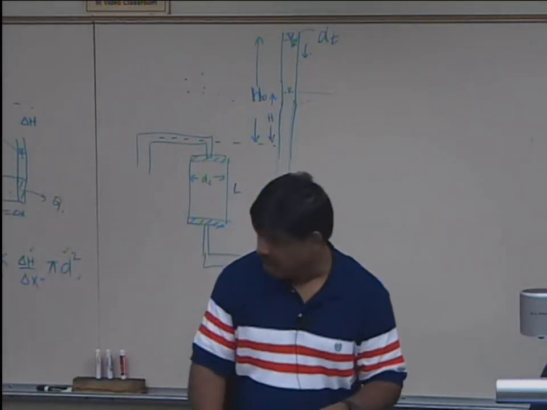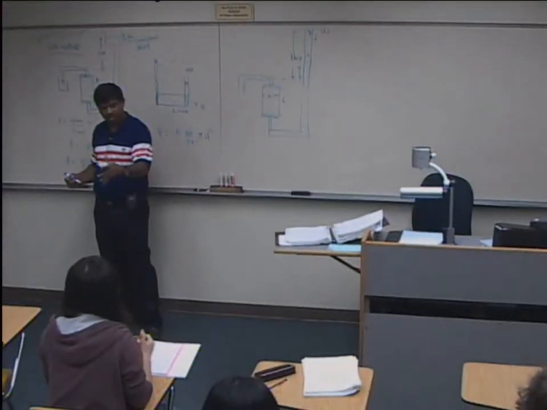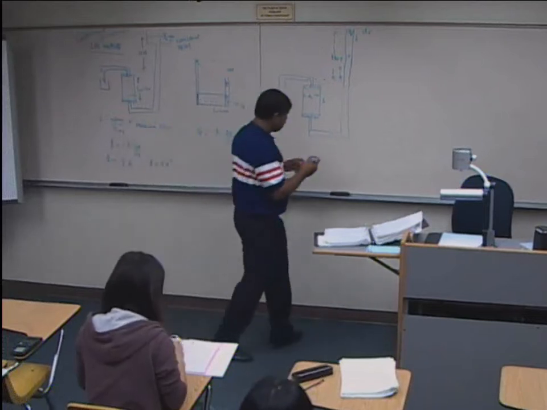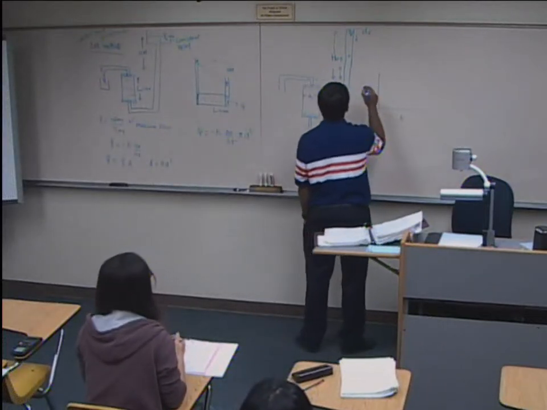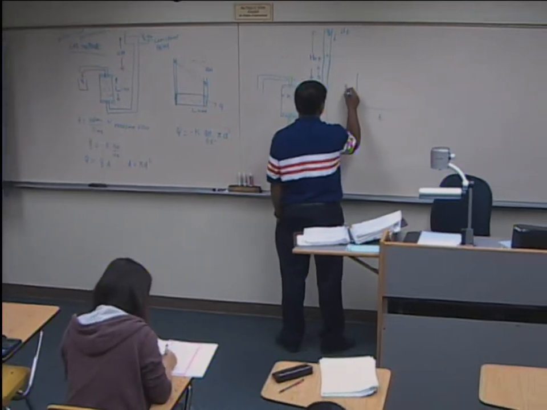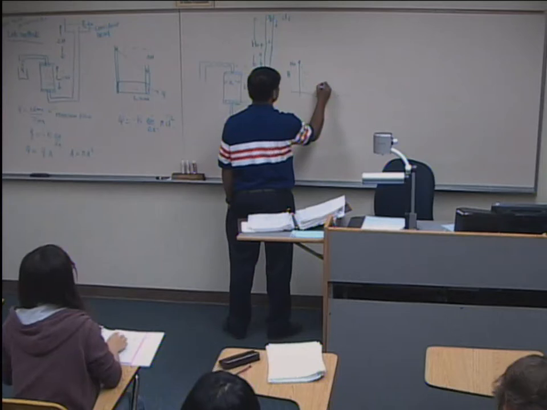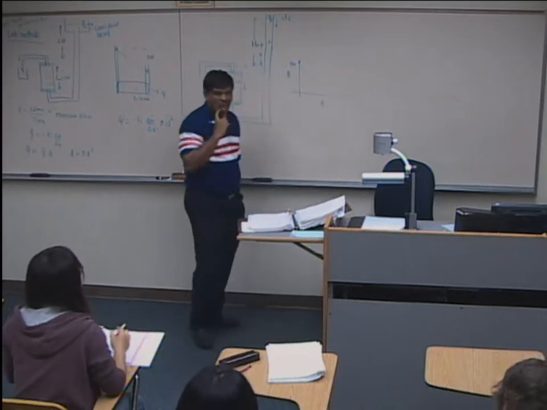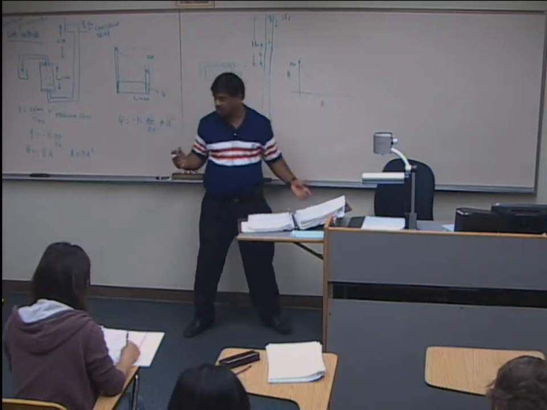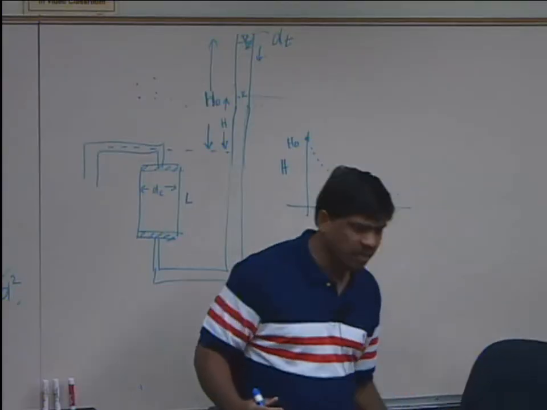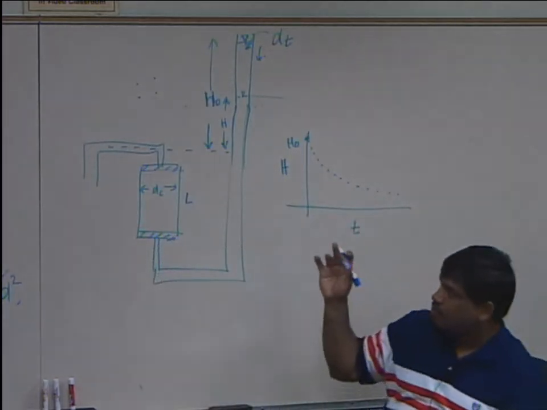The data you collect here is not the volume data, you don't measure the flow rate. What you actually collect is this drop, time versus H. It will start with H naught and keep dropping. Somehow you're going to use this information to calculate the hydraulic conductivity. Now before we do that method, when do we use this?